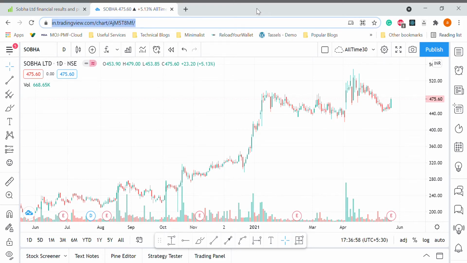So today we'll discuss one stock in the realty sector. The name of the stock is Sobha Limited. We'll see the chart, we'll see a little bit of fundamentals, and we'll see what kind of opportunity we have right now in this particular stock.